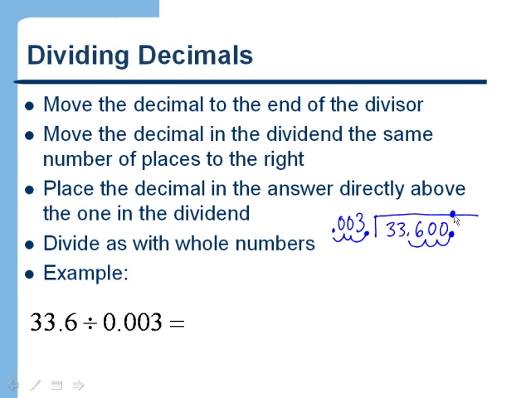Now I just go ahead and divide. So 3 goes into 3 once. 3 goes into 3 once again. 3 goes into 6 twice. And then we get 0, 0. And so the answer is 11,200.